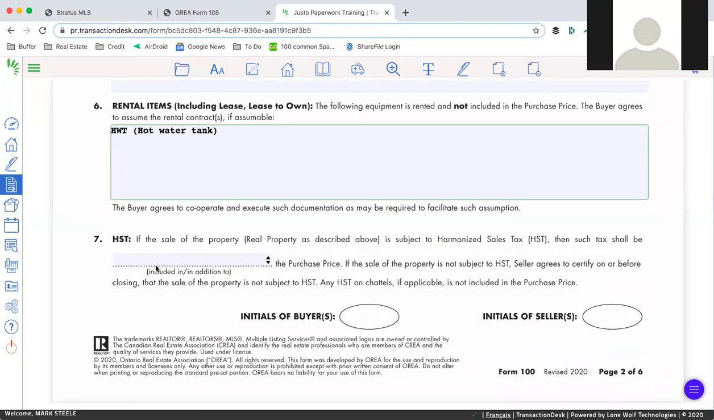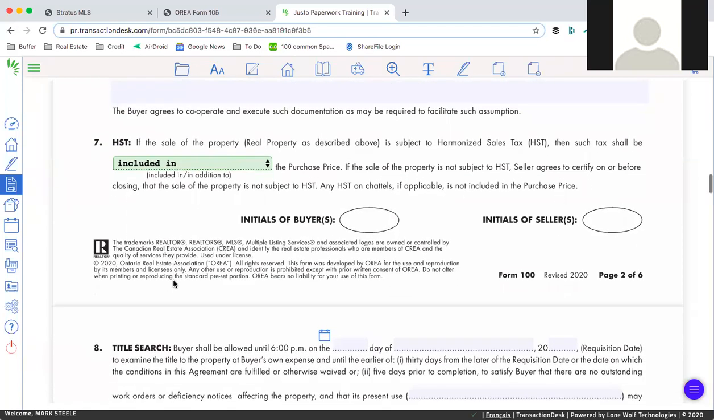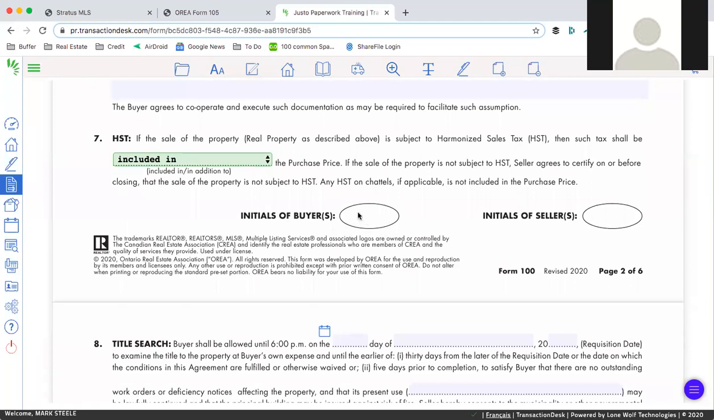Now for HST, it's either going to be included in or in addition to the purchase price. I've only ever seen the HST included in the price. It might be in addition to the purchase price if it were a brand new property or a new build. But I think more commonly now, new build properties are including HST in the price as well. So as a standard default, I'll always say include. And if it's anything different, you'll be notified. Again, have your initials for your buyers in this circle there.